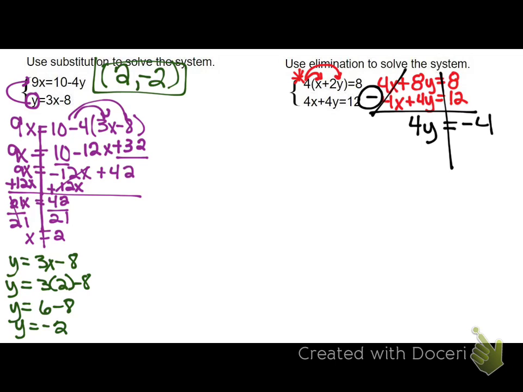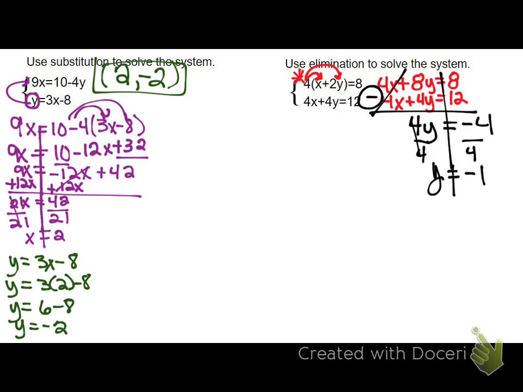Now, to solve for y, what's the next step I do? You have to divide by 4. We're going to divide by 4. And y is going to equal negative 1. Okay, Maddie. So I know the value of y.